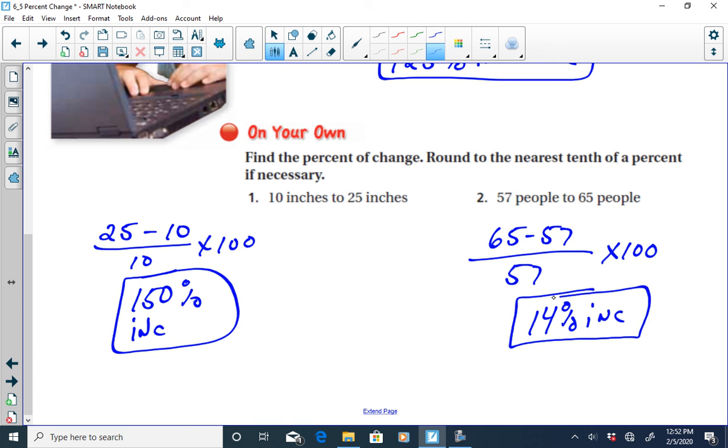The key is making sure that we have that bottom number correct. If we're going from a smaller number to a larger number, we're finding the percent increase, and when we find the percent increase, that smaller number is in the denominator. And that's what we see in both examples.